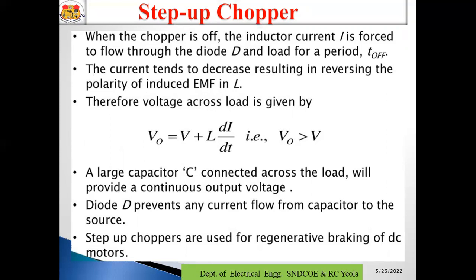Therefore, a large capacitor C connected across the load will provide a continuous output voltage. In that case, diode D prevents any current flow from the capacitor to the source. The step up choppers are used for regenerative braking of the DC motor. That is the basic function of the step up chopper.